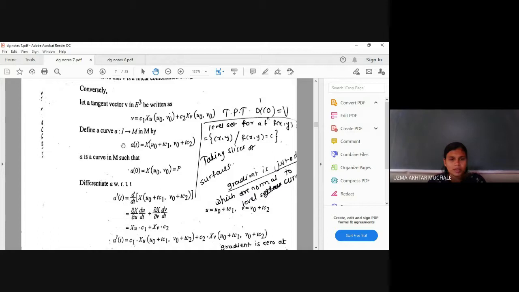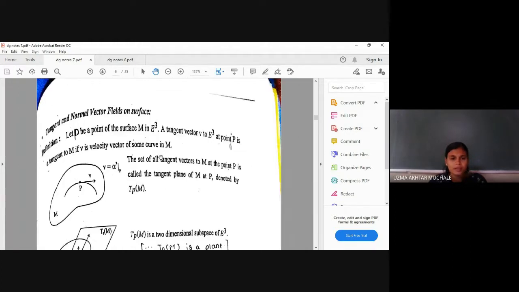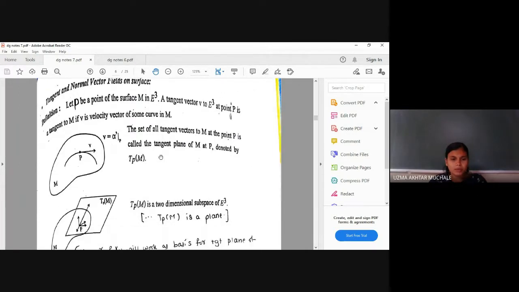So let us define a curve alpha of t equal to x of (u naught + t c1, v naught + t c2). Instead of taking any curve, where a1, a2 are some functions of t, instead of taking some other function, we have simply taken a straight line. A straight line is also one function or one curve. Okay, what are a1, a2? So let me go back.